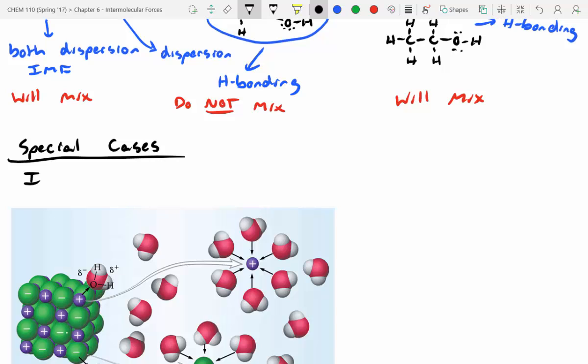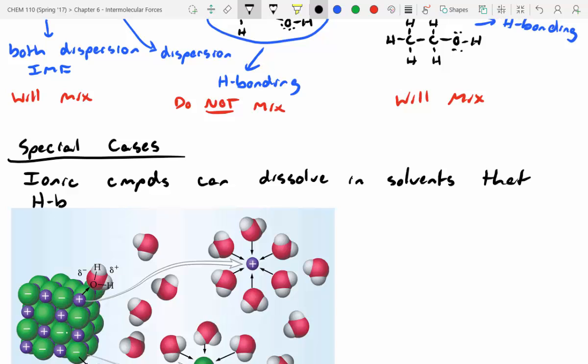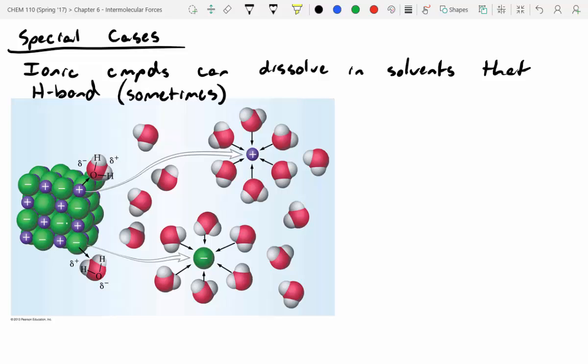Ionic compounds can dissolve in solvents that H bond. Sometimes. If you go on and take general chemistry, you'll study solubility rules that go into this in a lot more detail, but for our purposes, consider ionic compounds soluble in solvents that can hydrogen bond.